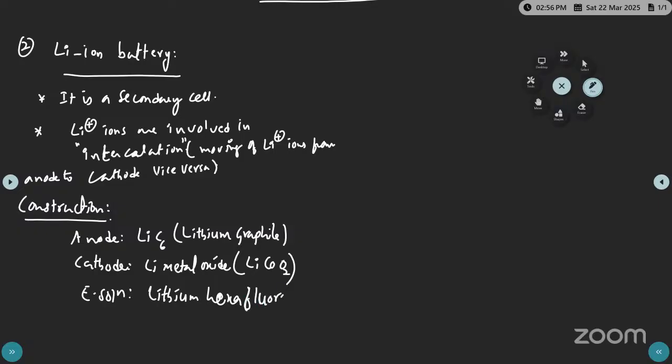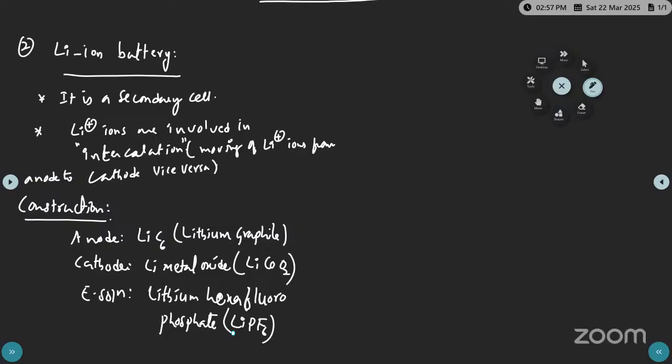Hexafluorophosphate. Lithium hexafluorophosphate or lithium perchlorate. Lithium hexafluorophosphate is used as an electrolytic solution, or lithium perchlorate.